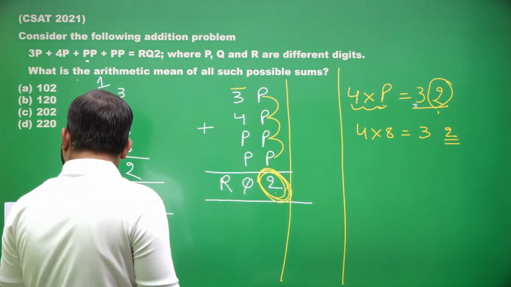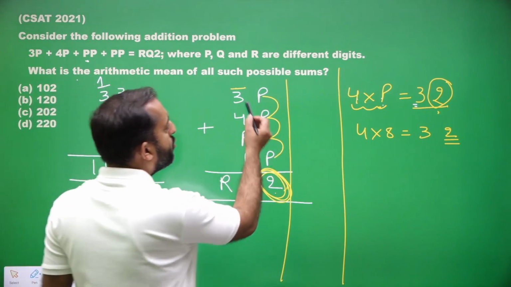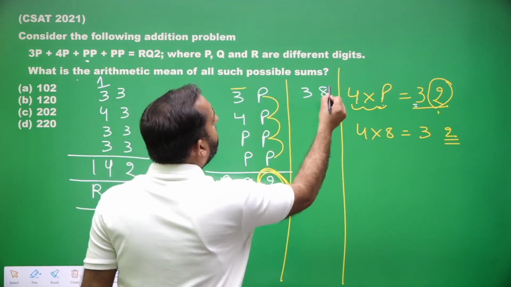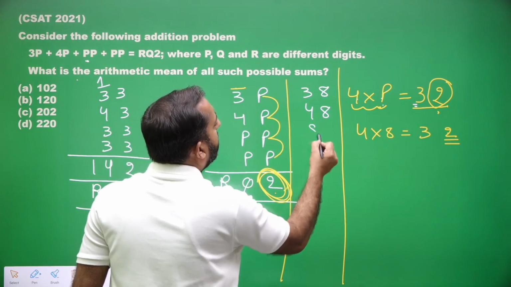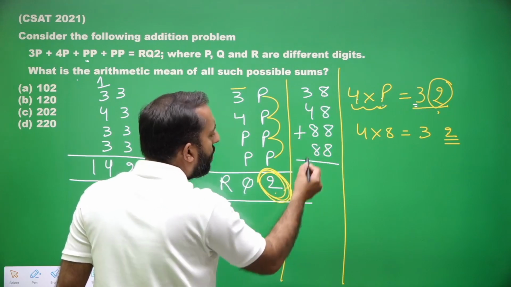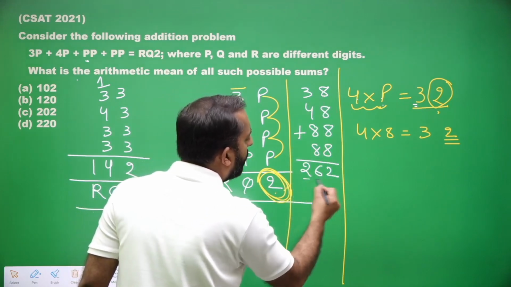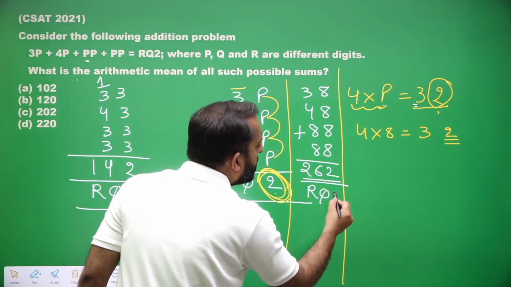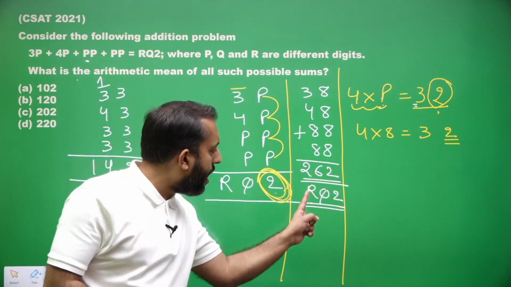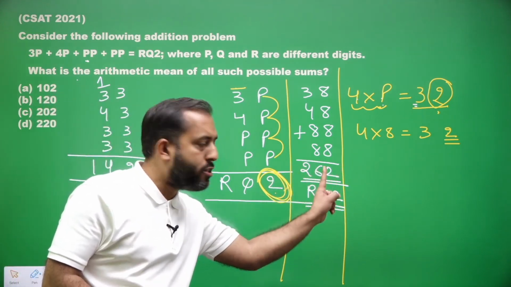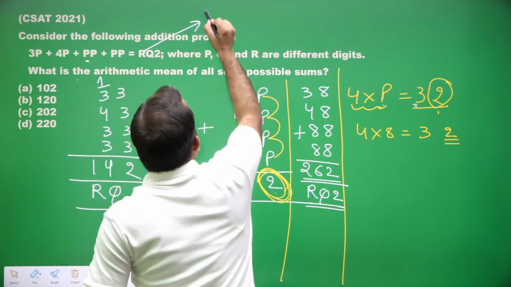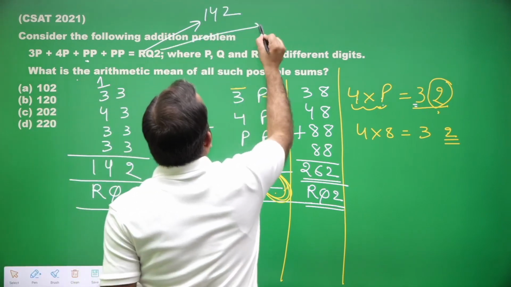If the value of P is 8, then 3P becomes 38, 4P is 48, 88, and then 88. And if you add all these four numbers, it gives you 262. Which means another possible value of RQ2 is 262, where R is 2, Q is 6, and the last digit is 2. So two values of RQ2 are possible. One is 142, another is 262.